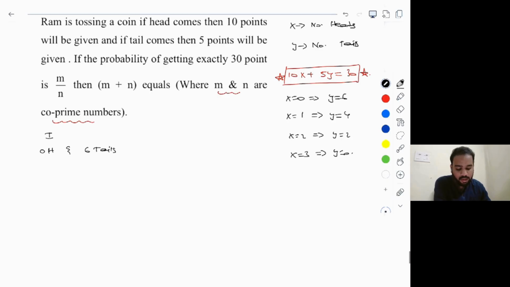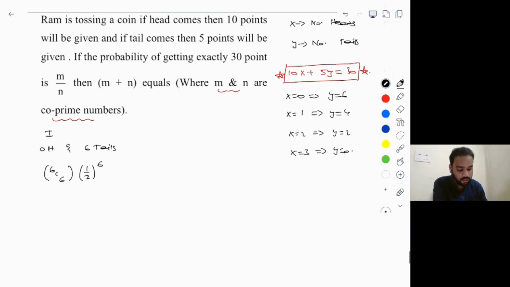But this is an unbiased coin, which means the probability of head is 1 by 2, and the probability of tail is also 1 by 2. So 6 out of 6 are going to be tails here. So it will be 6C6 multiplied by, since you have 6 tails, each one will have a probability of 1 by 2. So it should be (1 by 2) whole to the power of 6. I hope it is clear.